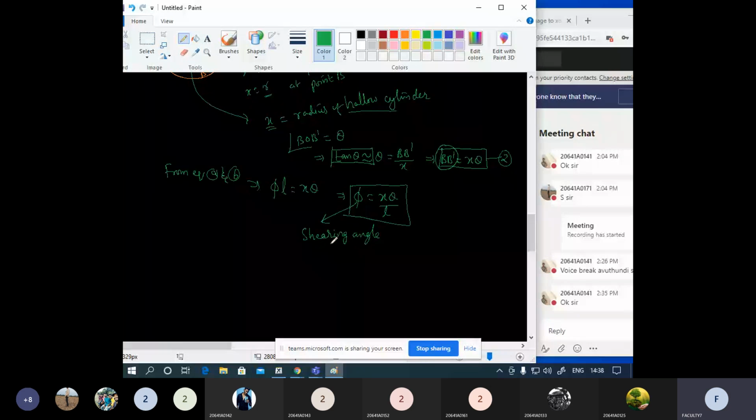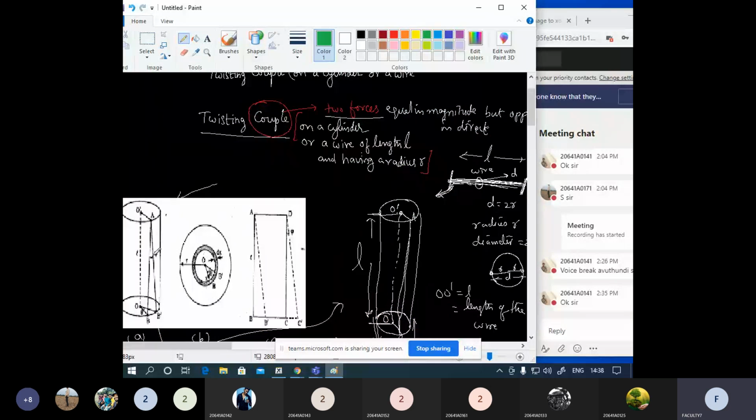Why did you get this? Because we had applied a twist, or else the couple of forces at the bottom of the cylinder, you got a shearing. So where is this shearing angle? Go back to the diagram. This is the shearing angle, this is the phi. Between AB and AB dash, the angle is phi. Now let us continue.